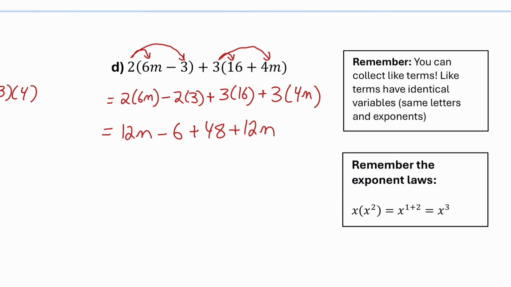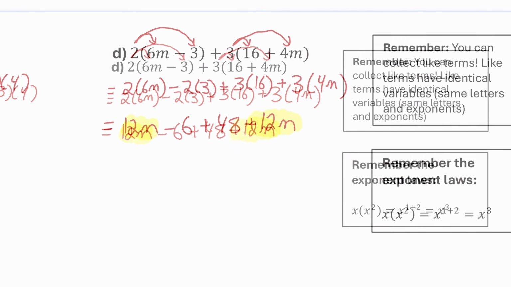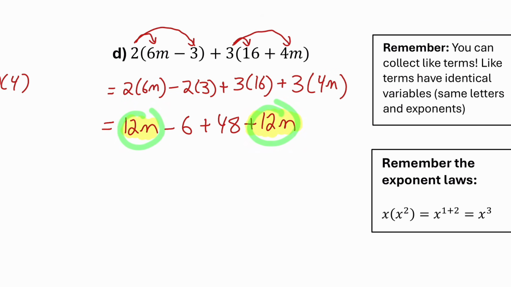And now collecting my like terms, I notice I have a 12m plus a 12m. These terms are like terms because they have the exact same variables with the same exponents. They both have an m to the power of 1, so they're like terms. I can collect them together by adding their coefficients. 12 plus 12 is 24, and then keeping the variable part the exact same. So 12m plus 12m is 24m.